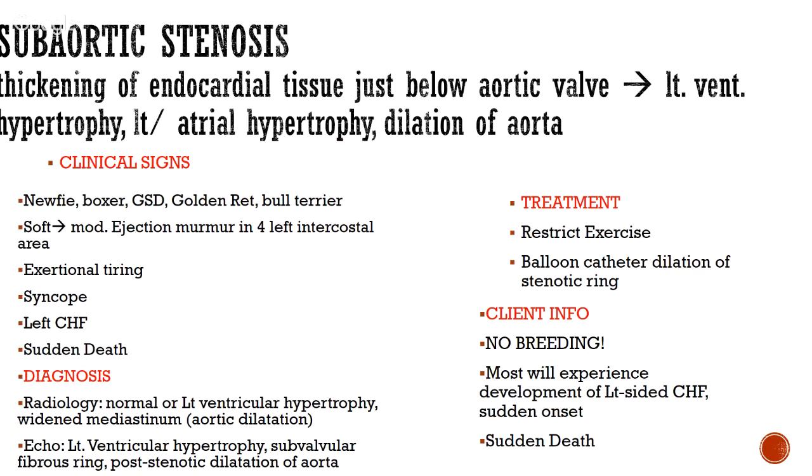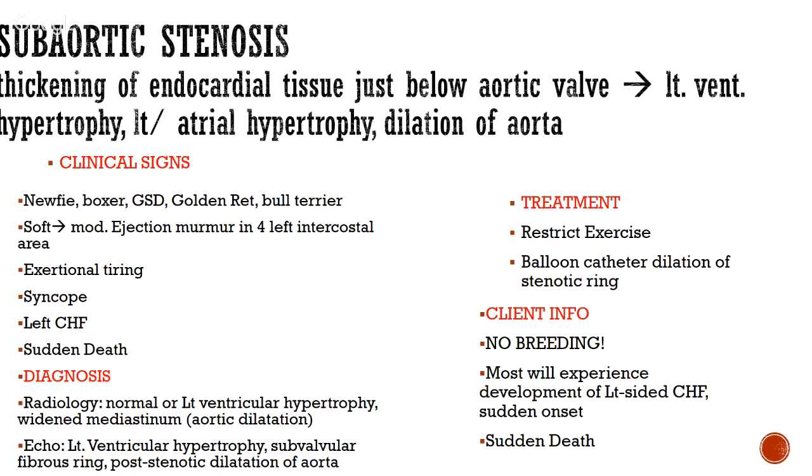We may hear a soft or moderately loud ejection murmur in the fourth left intercostal area, in between the fourth and fifth ribs. We may see exertional tiring. They may get tired easily. Syncope, left-sided congestive heart failure, and sudden death.